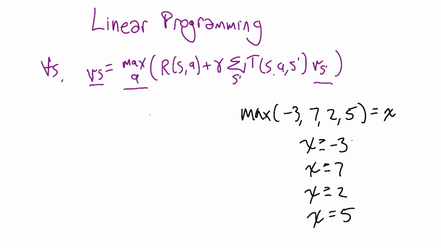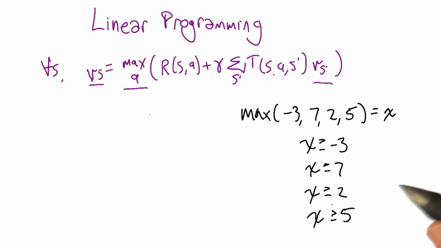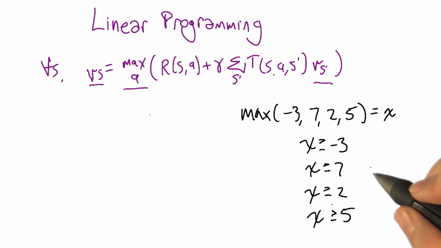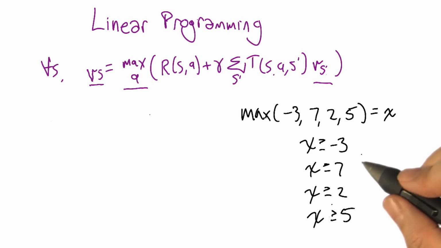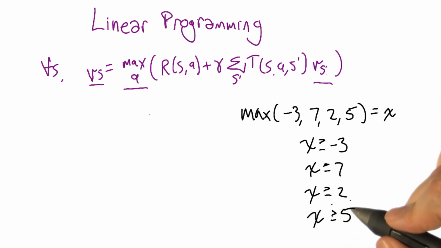Right. By the way, your bottom thing says equals. Greater than or equal to. It could be equal to 5 if I get rid of the 7. Yes. All right, so this is a set of inequality constraints, right? So is it true that now the solution to this set of inequality constraints is exactly the max?